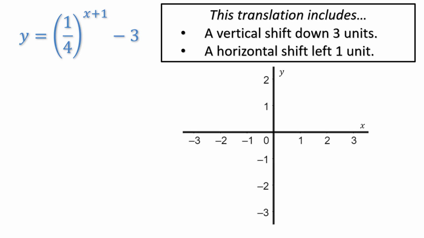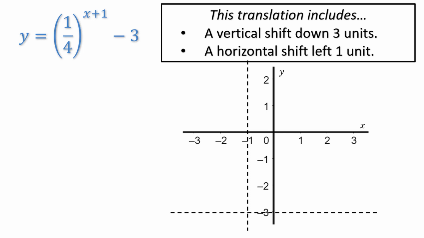If you've watched my videos, you know that I normally draw new axes that represent the horizontal and vertical shifts. The negative 3 indicates that we should shift the x-axis down 3 units. So this is what our new horizontal axis will look like after the translation. The plus 1 indicates that we should shift the y-axis left 1 unit. So this is what our new y-axis will look like.